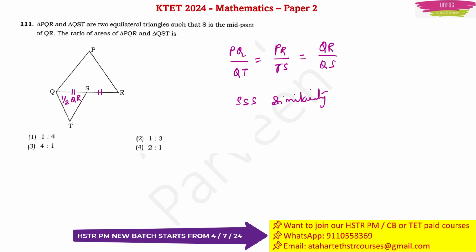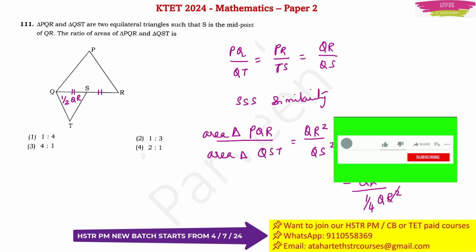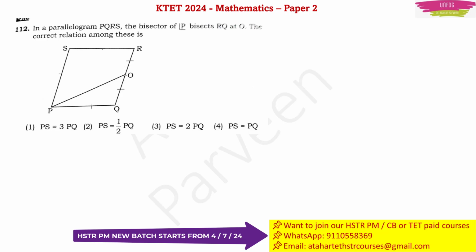And with this, from the similarity of triangles concept of SSS, you can use the concept of area of triangle. For the ratio, the bigger triangle will be in the numerator and the smaller in the denominator, and then you can just substitute and get the answer. Here QS is equal to half of QR, right? So the whole square means it will become 1 by 4 and the ratio will come out to be 4:1. I am giving this as an easy problem because we have discussed many problems of this type in our paid classes.